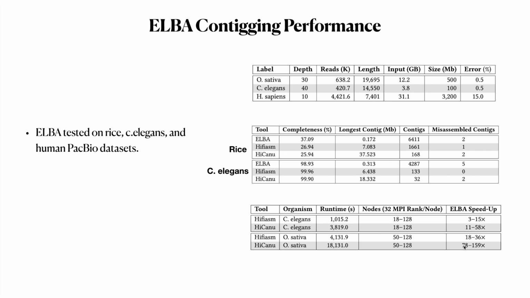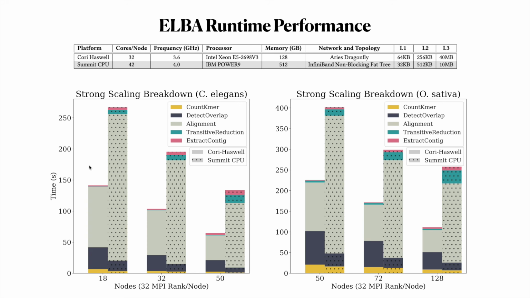This shows the speedup rates. Because HiFiasm and HiCanu are not distributed memory, they can't scale up to high node counts. You can see on rice in particular, which is a larger dataset, we can achieve up to 159 times speedup against HiCanu. These are the strong scaling results, and they show this particular breakdown.